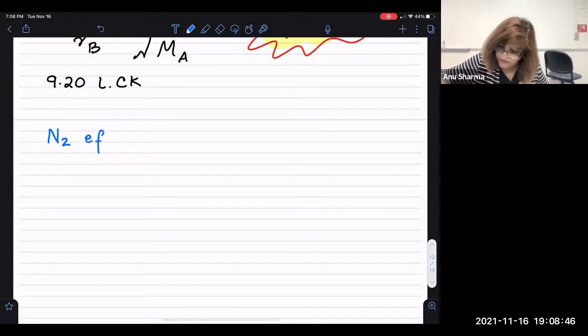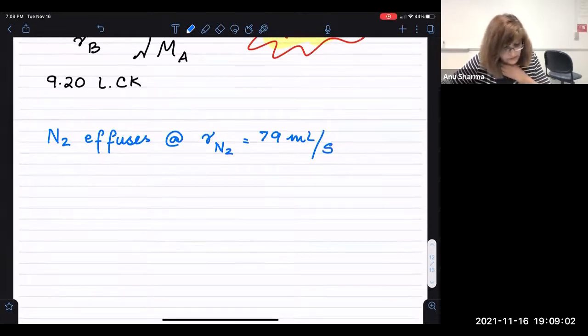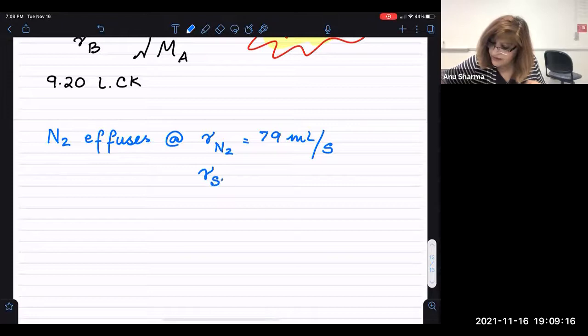effuses at a rate. So the rate of nitrogen gas is 79 milliliters per second. mL is milliliters per second, that's the volume of the gas. Under the same conditions, at what rate will the sulfur dioxide diffuse? So we need to find the rate of sulfur dioxide.